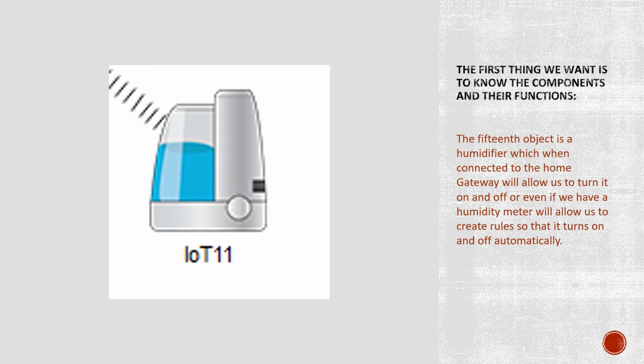The 15th object is a humidifier which, when connected to the home gateway, will allow us to turn it on and off, or, if we have a humidity meter, will allow us to create rules so that it turns on and off automatically depending on the humidity in the zone close to the humidity meter. This is an image.